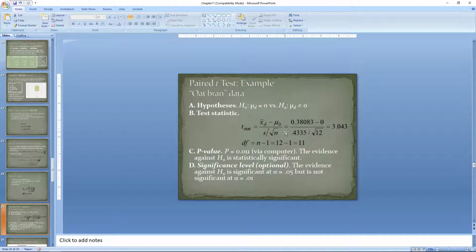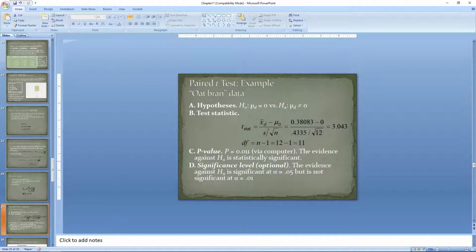So our t-test will be set up as our average x-bar of delta minus our mu hypothesis, 0.3803 minus 0, divided by our standard error, which would be 0.4335 divided by the square root of 12, equals 3.0343. And our degrees of freedom once again is 11. If you go back to the back of the book and look this up, you'll get a p-value of 0.011. This is via the computer.